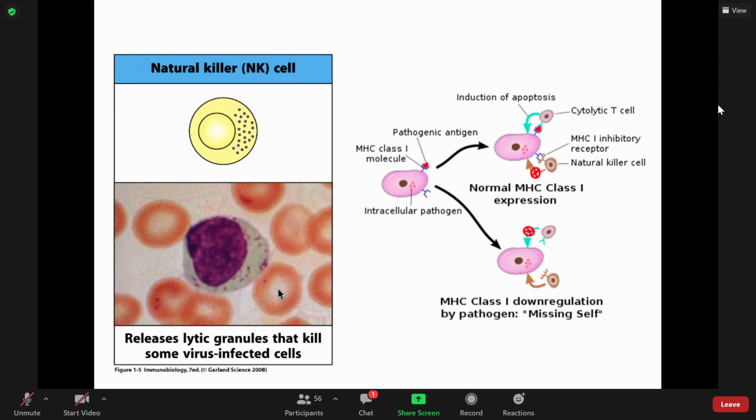Okay, and what is carried in these lytic granules is these effector molecules, which are also found in your cytotoxic T cells, like granzyme B and perforin. These molecules are responsible for making pores in the target membrane, and once these pores are created, the granzymes enter and carry out the apoptotic processes in the target cells.